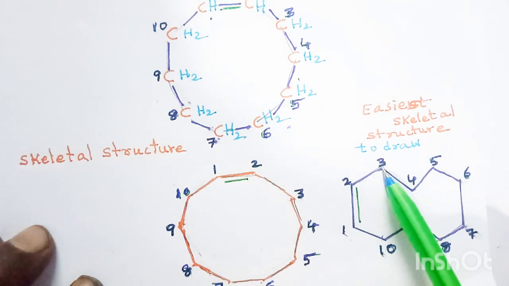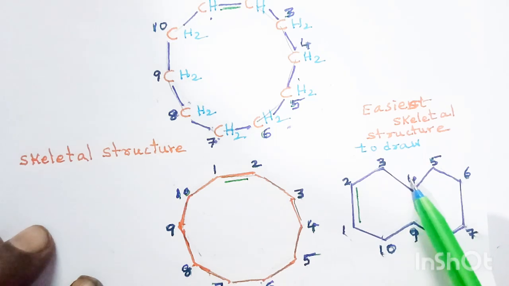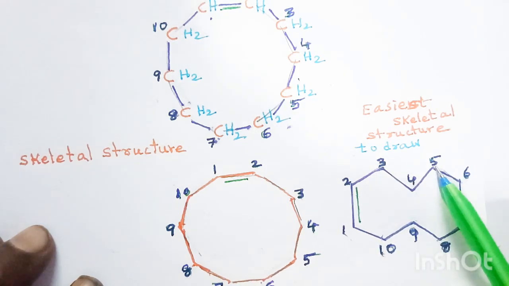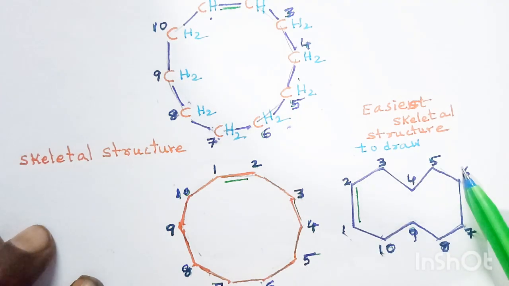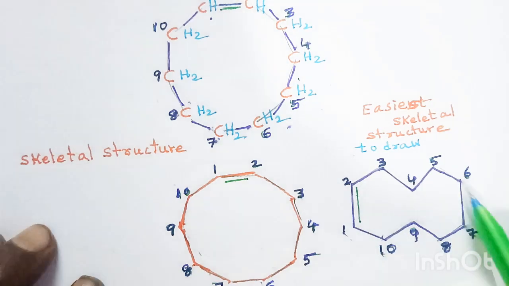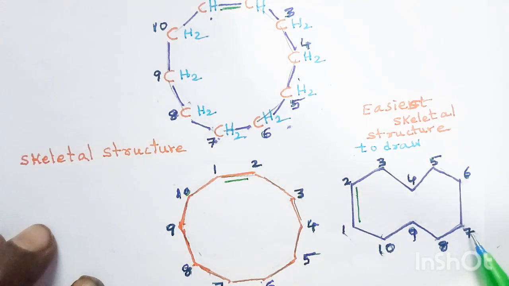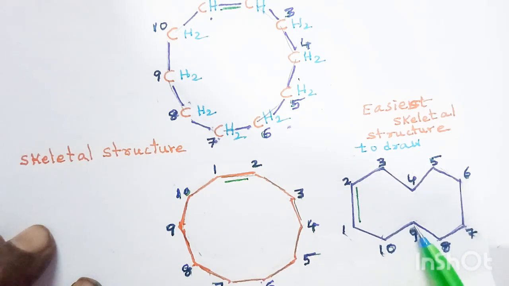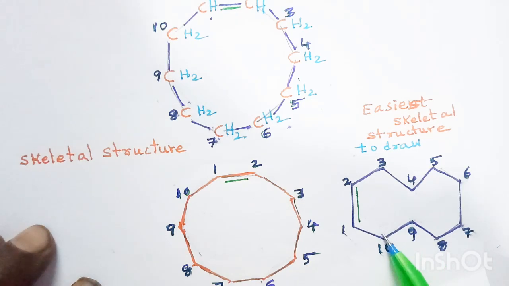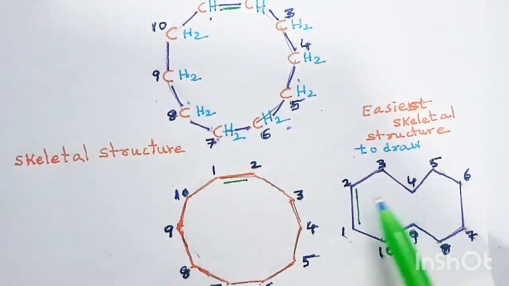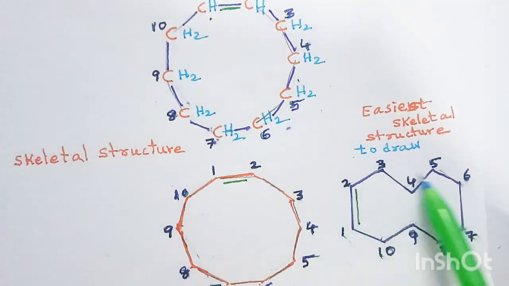When we draw upward, it becomes 3. When we draw downwards, it becomes 4. When we draw upward again, it becomes 5. When we draw downwards again, it becomes 6. Now here, we draw a downward straight line. This becomes 7. Then we draw a straight line like this. It becomes 8. Then we draw a line upwards. It becomes 9. And we draw a line downwards. It becomes 10. We join 10 and 1. So it has altogether 10 corners.